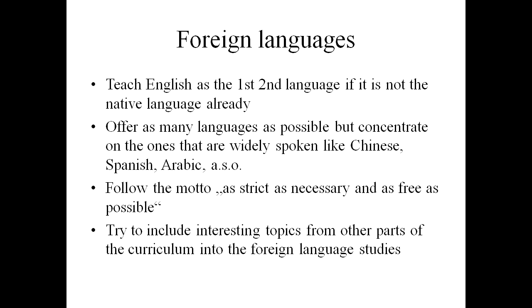Offer as many languages as possible, but concentrate on the ones that are widely spoken, like Chinese, Spanish, Arabic, and so on. There should be a wide offer of languages like the ones just mentioned, because, first of all, there are still people who don't speak English. If you want to go to China, if you want to live in China for whatever reason, maybe the world forces you to do so, maybe you want to, you should be able to speak Chinese, because English is not such a big thing there. Spanish, of course, the whole southern and central part of America speaks Spanish, with the exception of Brazil, and the Arabic world is also growing.